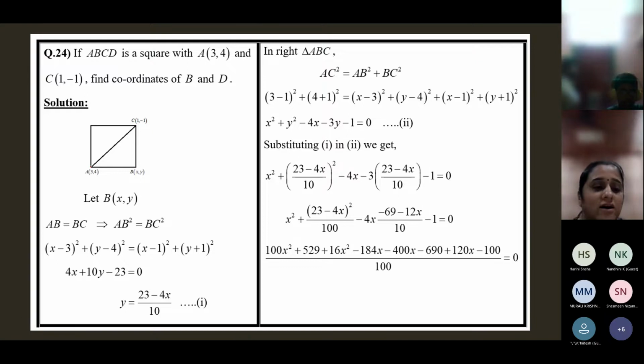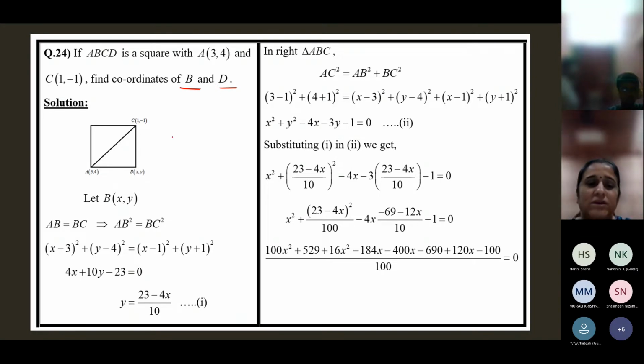Now, we are given the vertices of A and C. With the help of this information, we need to find the address of B and D. So what if you don't know B and D, what will you assume? Let B be X comma Y. Let D be A comma B, because you cannot say X comma Y again for D. So what I'm saying is you assume only B or D. Don't assume both. You assume the coordinates of only B or only D, any one. You have to find both B and D, but you assume X and Y only for B or only for D.